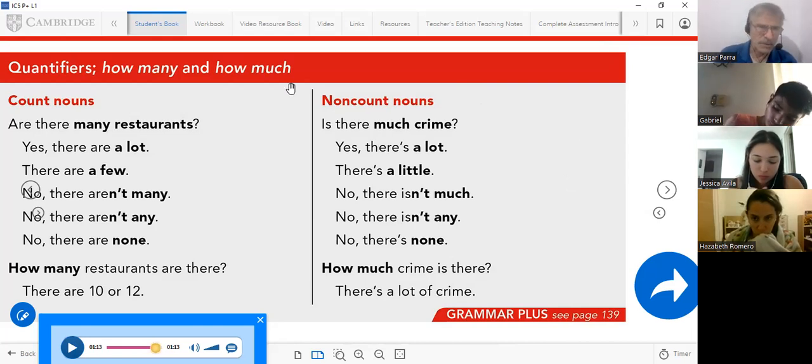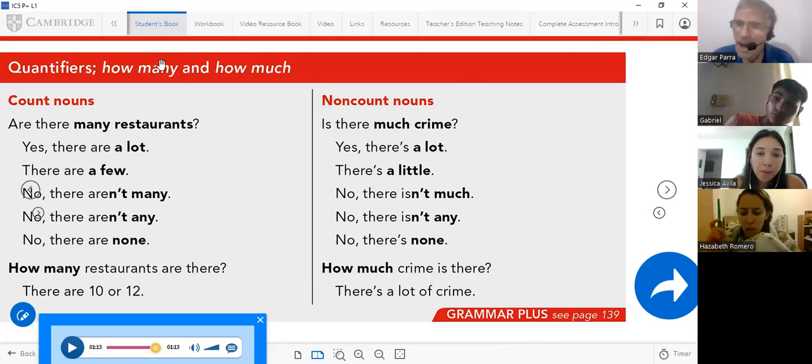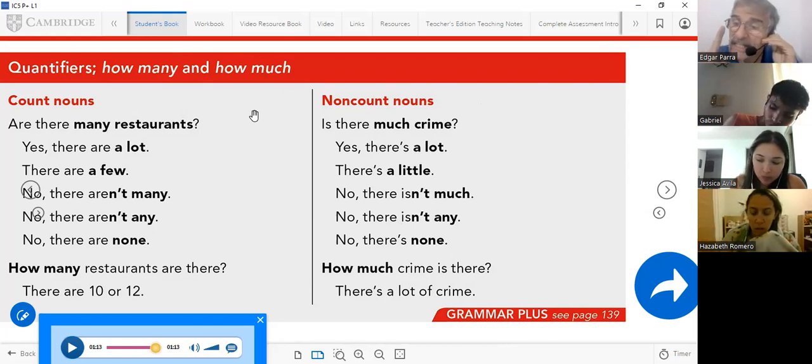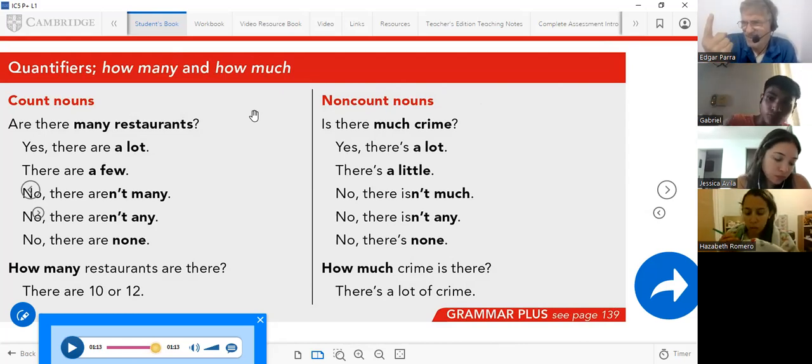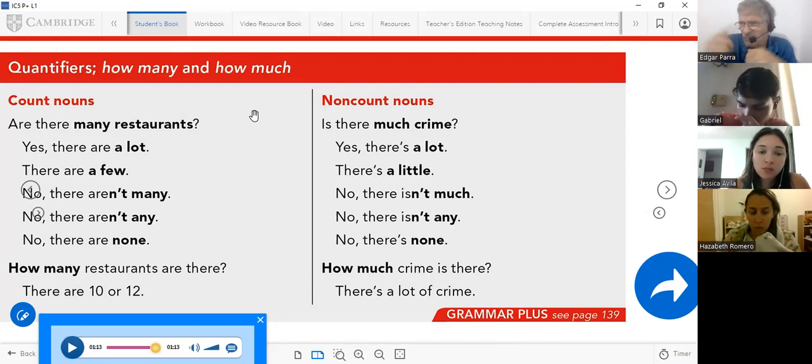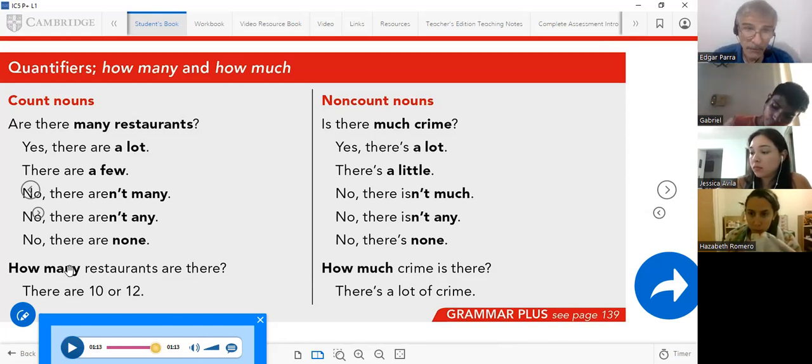Do you understand the difference between many and much? Teacher, how much is for plural? How much is for singular, not for plural. For example, if you say, how much noise? Noise is not countable. It's only noise. You understand? But when you say, how many restaurants are there around here? You can count restaurants, 1, 2, 3, and you can make it plural. You say, how many, right?